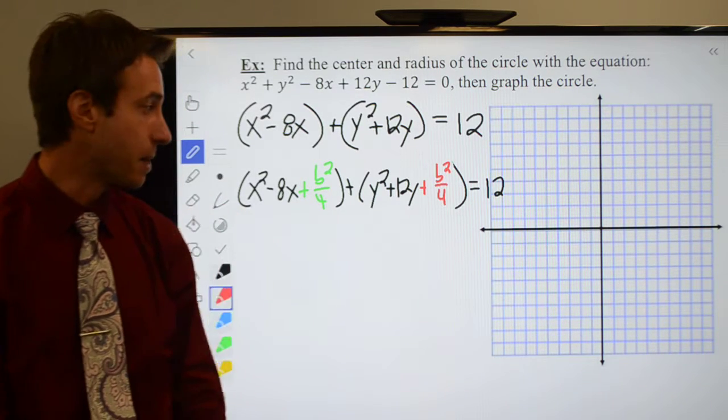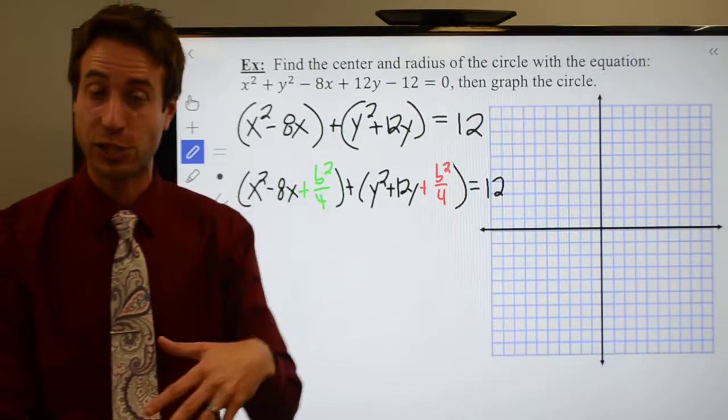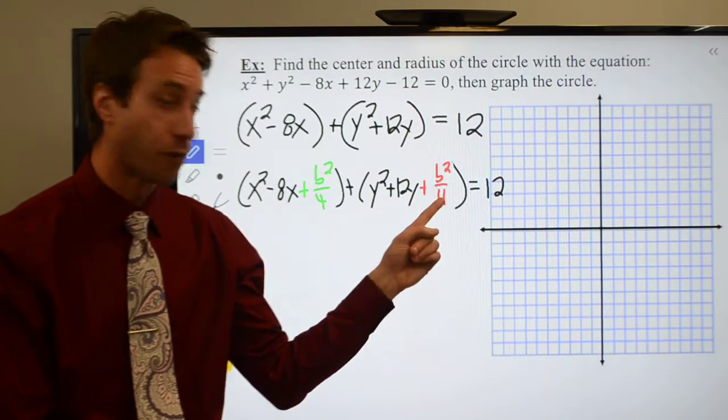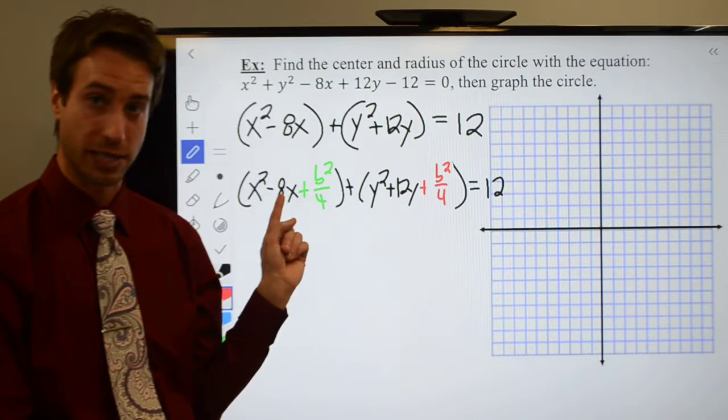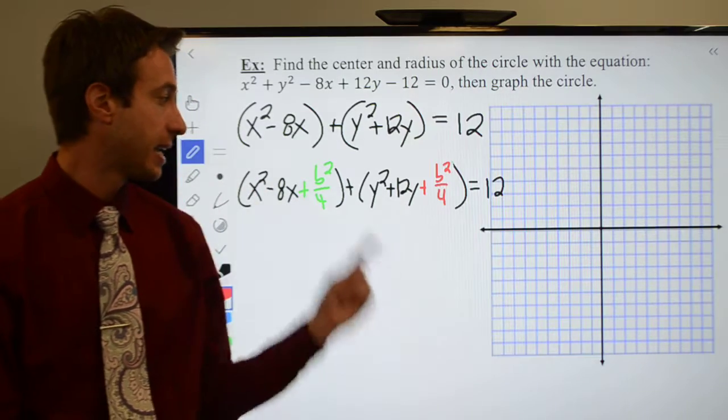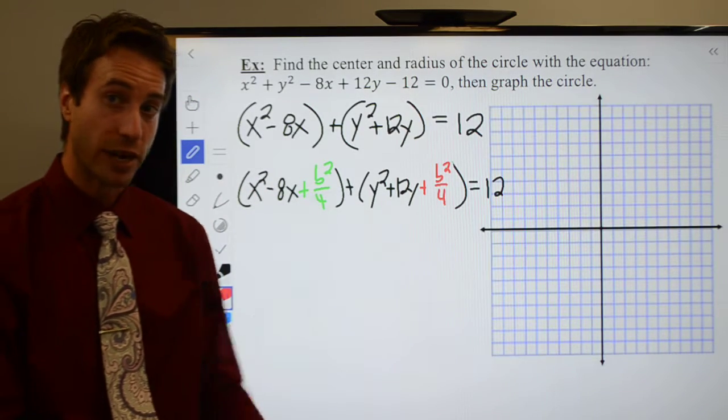These will not be the same number. What I add here, while yes, it's b squared over 4, this number will be different than the b squared over 4 that I get here, because the b's are different. This b is an 8, this b is a 12. So now on the other side, I added this b squared over 4 in green.